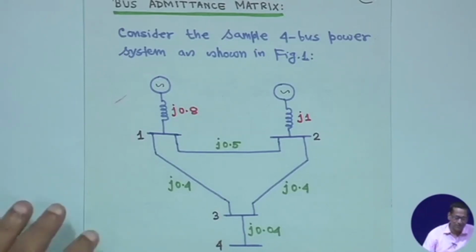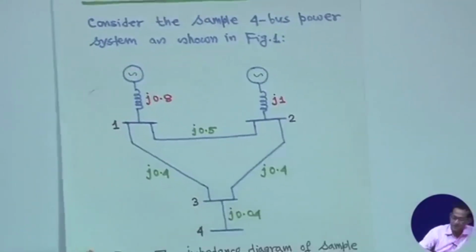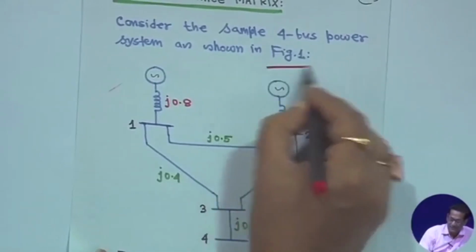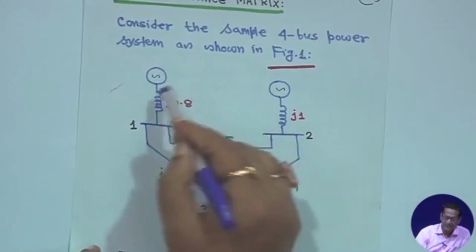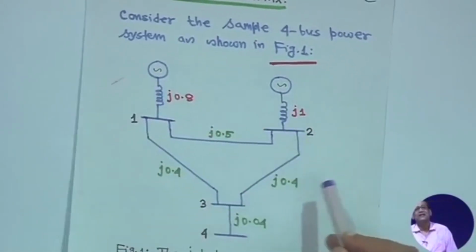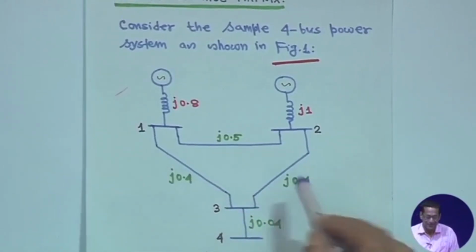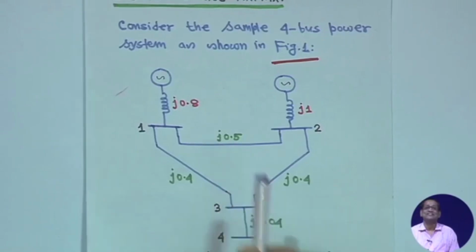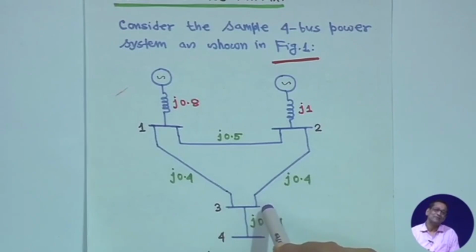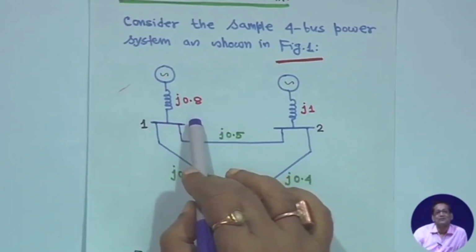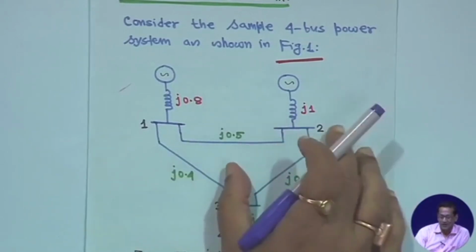Now, for the bus admittance matrix, we consider this sample 4 bus power system. This is a 4 bus power system. This is one generator, this is another generator. And for the purpose of classroom exercise, we have not considered R, but when we consider numericals, at that time we will take R. Here we do not want to complicate things, so only reactance is considered.